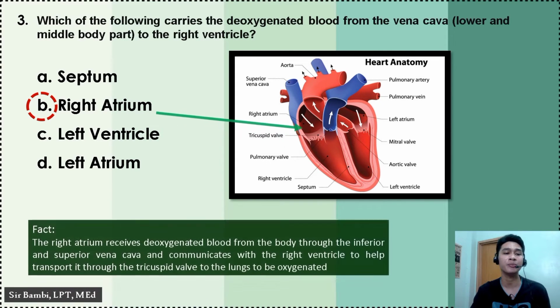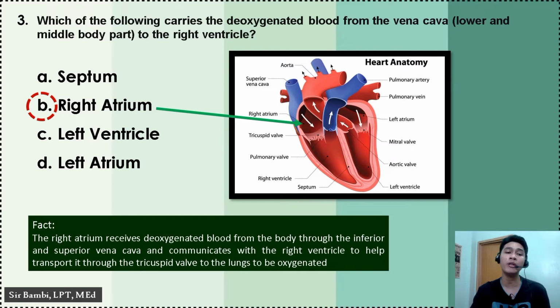Right atrium. The right atrium is one of the 4 chambers of the heart. It is located in the upper right corner of the heart, superior to the right ventricle. The right atrium receives the deoxygenated blood from the body through the inferior and superior vena cava and communicates with the right ventricle to help transport it through the tricuspid valve to the lungs to be oxygenated. When we say deoxygenated blood, it is formed when blood gets mixed with carbon dioxide.